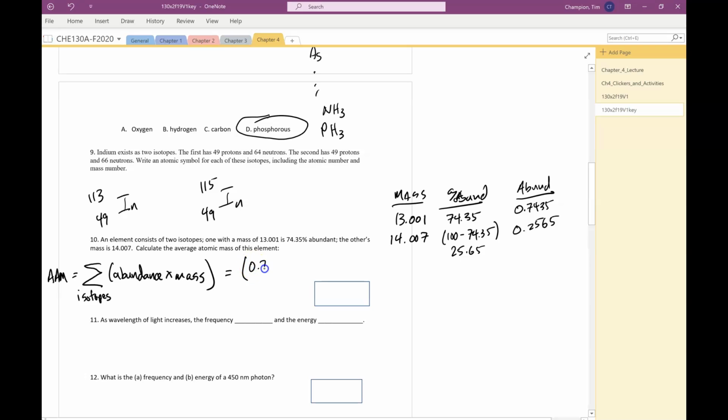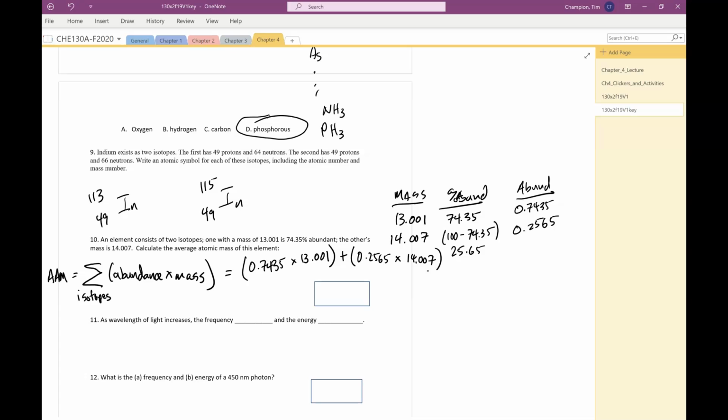So what that means is we're going to say, okay, I've got first isotope 13.001. We got 0.7435 abundance of 13.001. And then I'm going to sum the next term, which is 0.2565 abundance times 14.007. So if I had to guess, this is probably going to be about 3/4 of the way between 13 and 14. So if I get something around 13.75, I'm not going to be shocked.